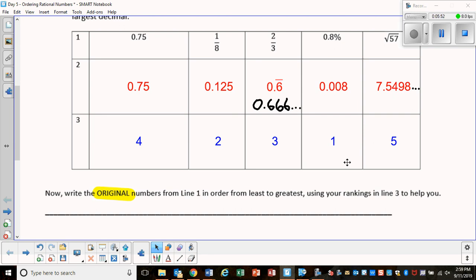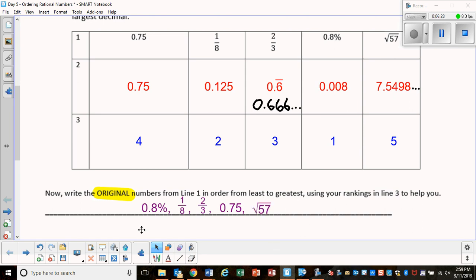We're going to use the rankings in the third line to help us. The first number was 0.8%, so that is what we're going to write first. The next biggest number was 1/8, so we're going to write 1/8. The next one was 2/3. Then our next one was 0.75. And finally, the last one was the square root of 57.